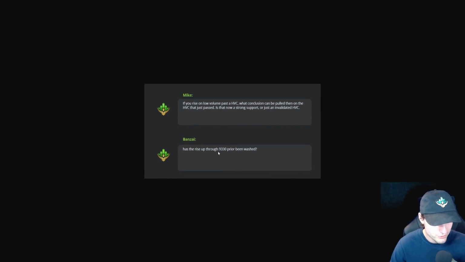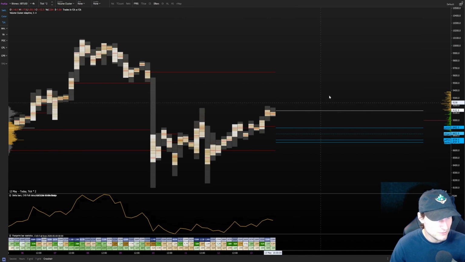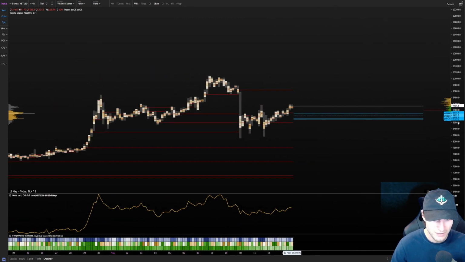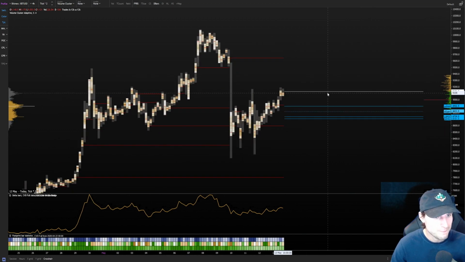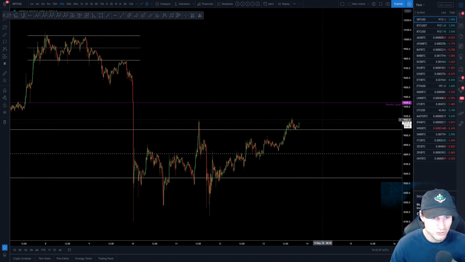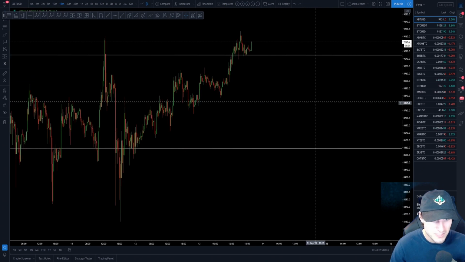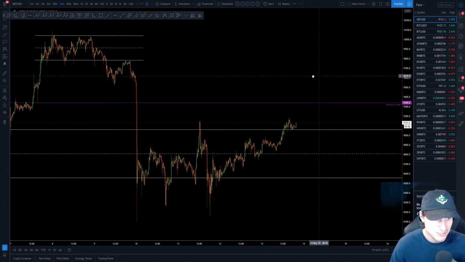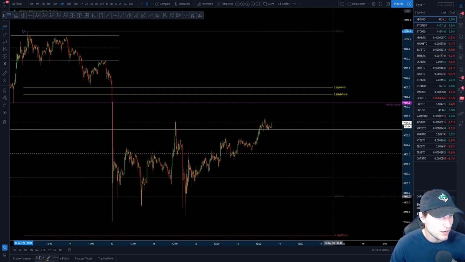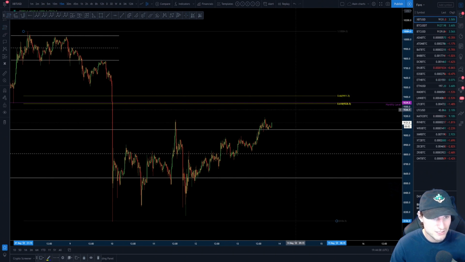Has the rise up through 9,330 prior being washed? So is 9,330 an important level, is basically the question. I mean, you do have a lot of confluence at 9,330. So obviously we just looked there and said if we go through from a volume standpoint, it's likely to go straight up to 9,600. But you do have other confluences at this level. You do have the high to the lows 0.618 on top of the monthly. So it's still a big level.